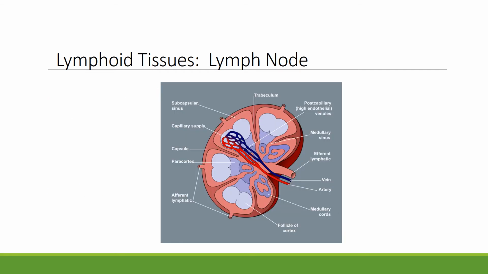Here is a diagram of a lymph node. You'll be looking at lymph nodes in the lab as well. Be sure you know where the medulla is located, the cortex, the capsule, the trabeculum, the artery and vein, and the efferent and afferent lymphatics.